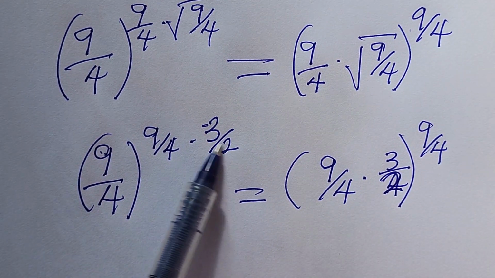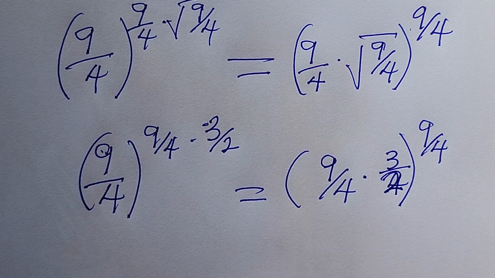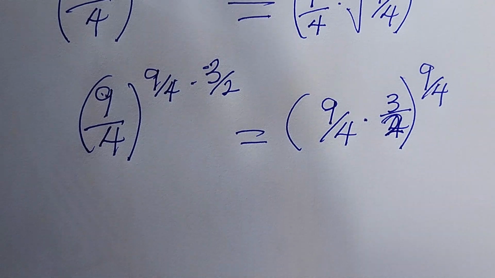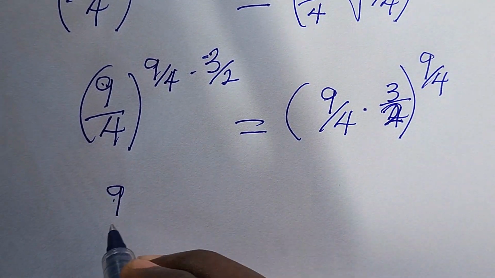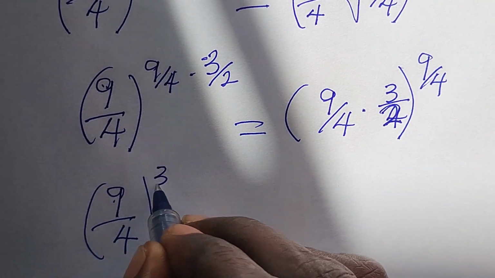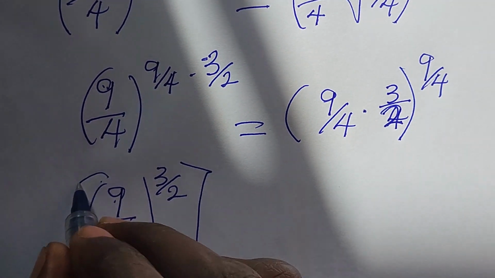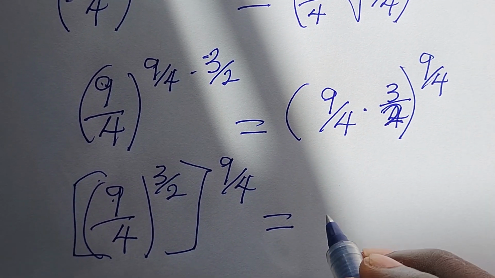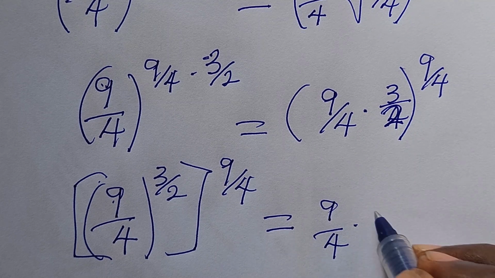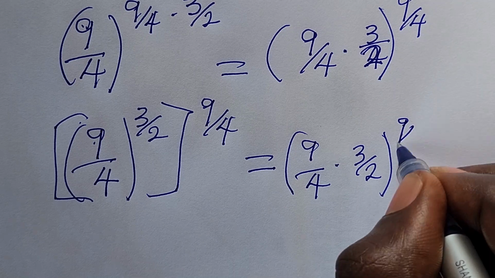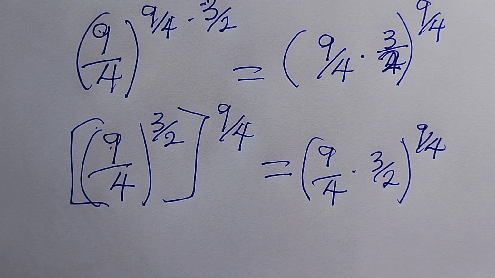Look at this guy here. I want to move this inside here according to the law of indices we just looked at, right? So if we do that, we're going to end up having 9 all over 4, all raised to 3 all over 2. Then let's put this in a square bracket, all raised to 9 all over 4. This is equal to 9 all over 4 times 3 all over 2, all raised to 9 all over 4. Easy.